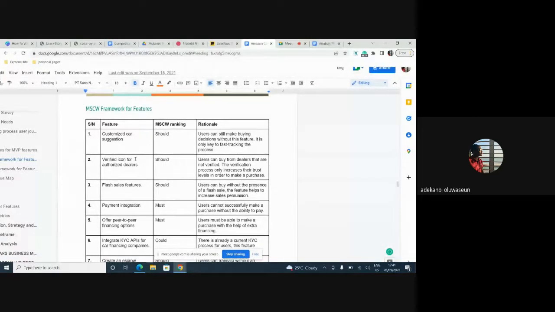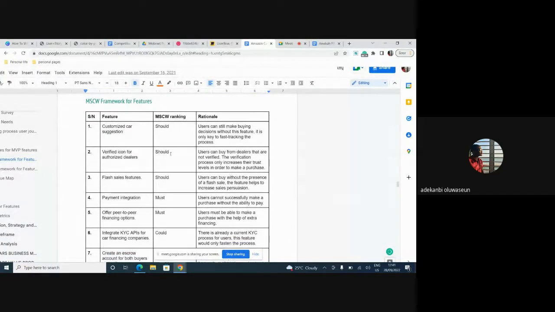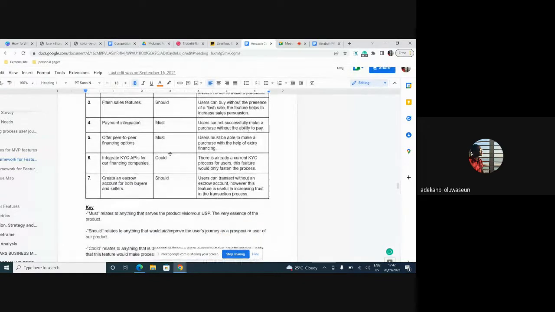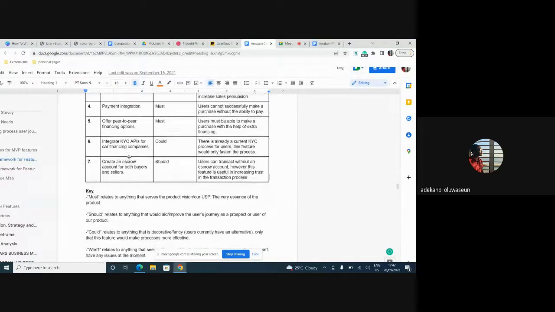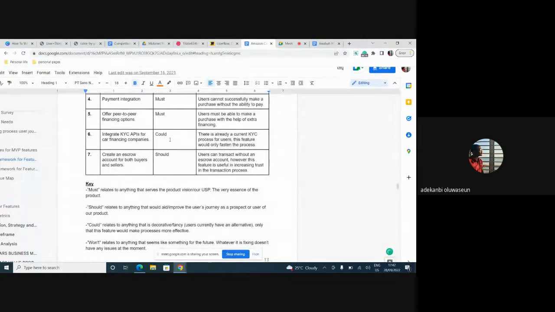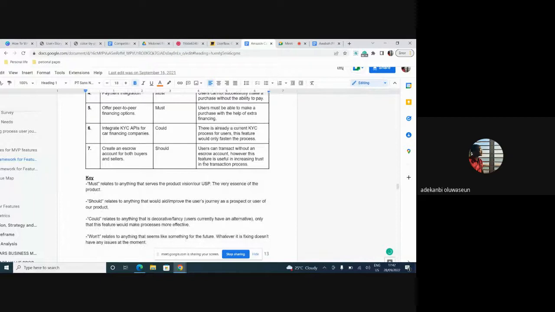So the verified icon for authorized dealers is the same thing, a should, because this would help the user know what to buy, but it's not the crux of the product. Same thing, payment integration is a must, because why would you have an e-commerce platform and people cannot pay for the product? So that's why it's a must. You want to highlight the very critical things and categorize them based on these taglines. This is what the MoSCoW framework stands for.